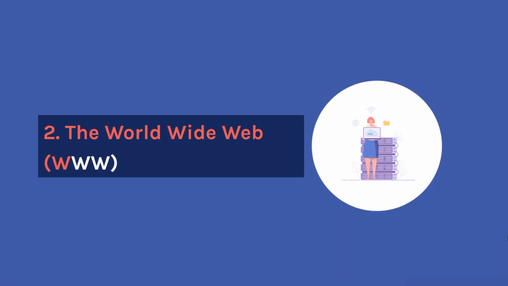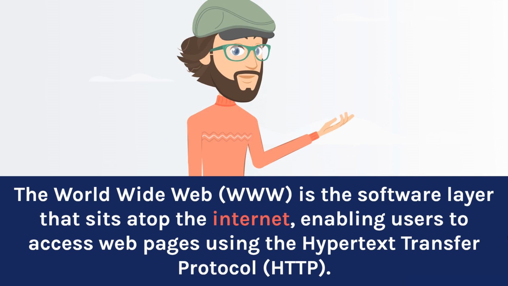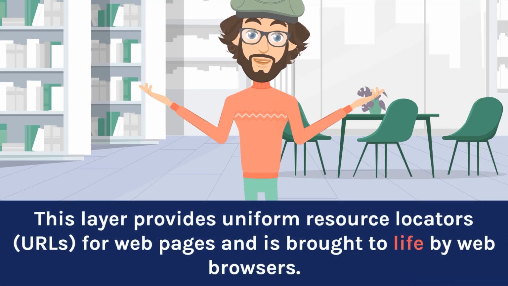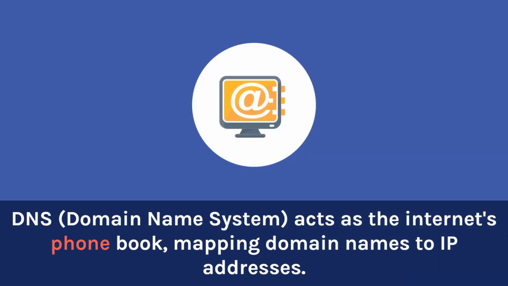Number 2. The World Wide Web. The World Wide Web is a software layer that sits atop the internet, enabling users to access it using the Hypertext Transfer Protocol. This layer provides uniform resource locators for web pages and is brought to life by web browsers. DNS or Domain Name System acts as the Internet's phone book, mapping domain names to IP addresses.